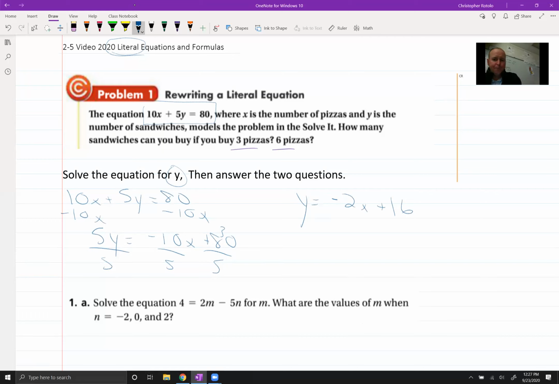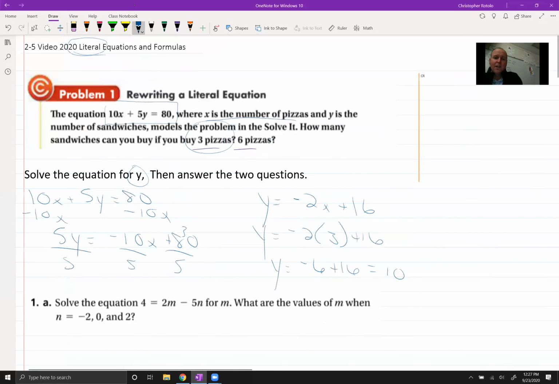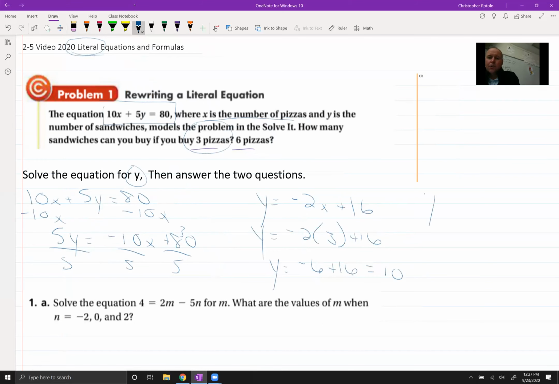All right, well, y is the number of sandwiches. That's how many sandwiches we can get if I buy 3 pizzas. So that means 3 is x. So I'm going to do this. y equals negative 2 times 3 plus 16. So y equals negative 6 plus 16. So that means if I buy 3 pizzas, I can still get 10 sandwiches. Sounds like a good lunch. Let's start over. y equals negative 2x plus 16.